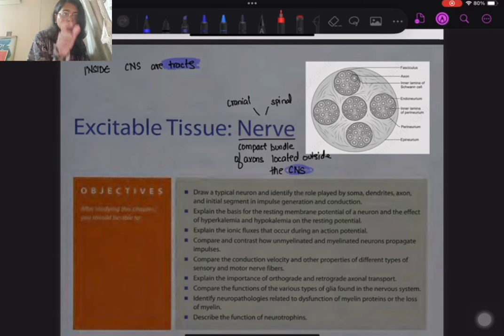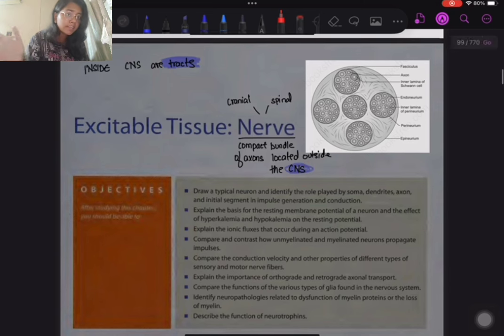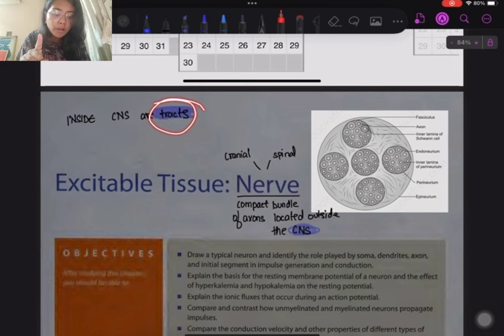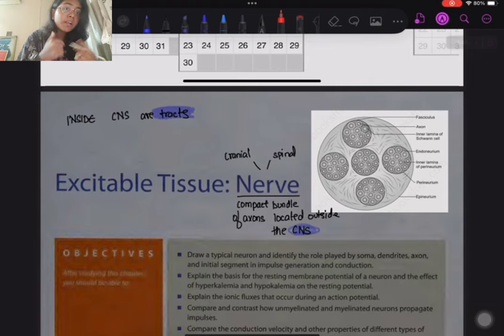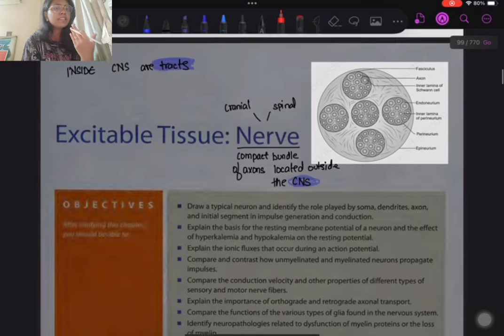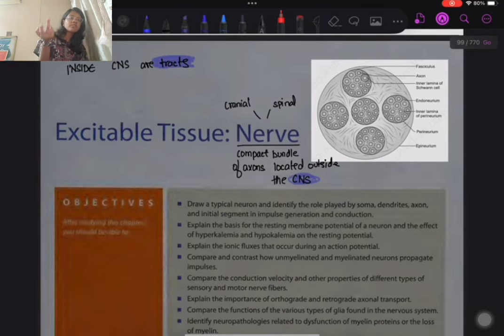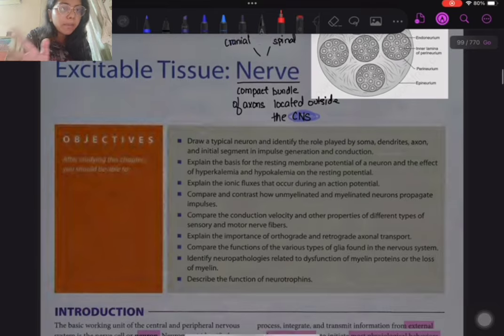So any axon bundle present inside the CNS, you won't call it nerve, you would be calling it tracts, which you will be learning further, ascending tracts, descending tracts, okay? So important point, nerve is a bundle of axons, not the cell body, located outside the CNS, means it is in the PNS. The 2 types of nerves which you know, cranial and spinal, okay?